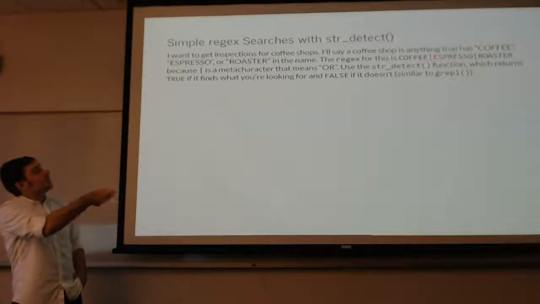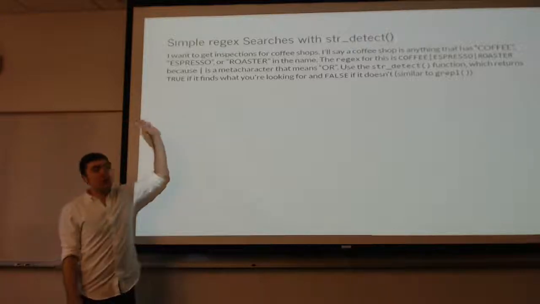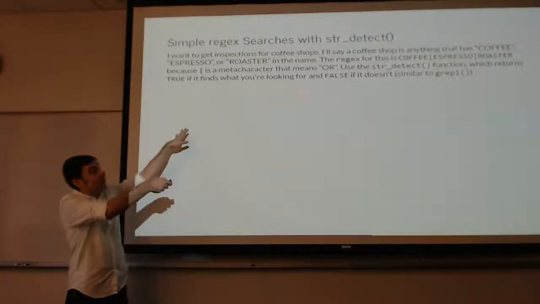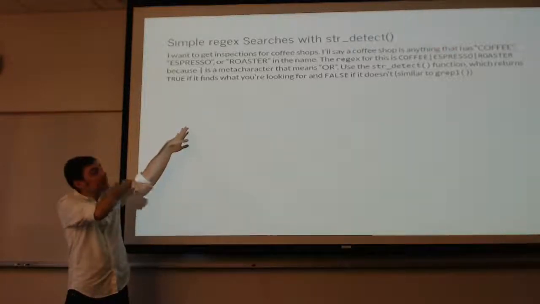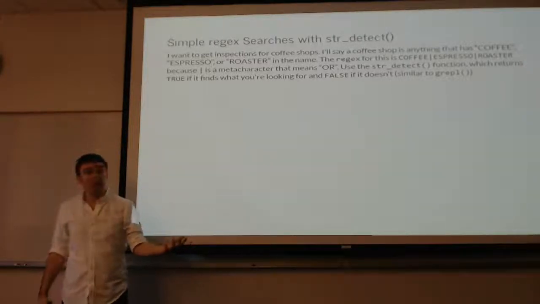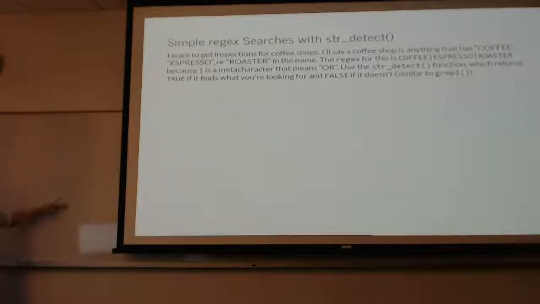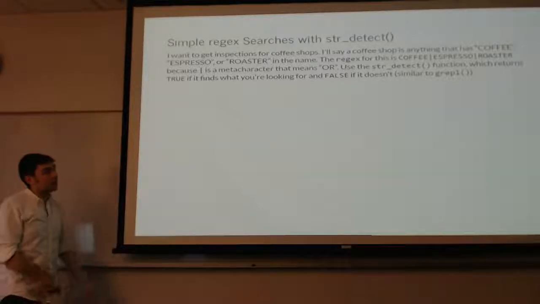What it will do is return a logical vector that will be true when the string it's looking in contains whatever we gave it, that is the pattern, and false if it does not see that in that particular string. So it's going to look once inside of each element of a character vector. If it sees coffee, espresso, or roaster, it's going to return a true. If not, it's going to be a false, and it's going to create a vector that corresponds to the length of whatever character vector we gave it.